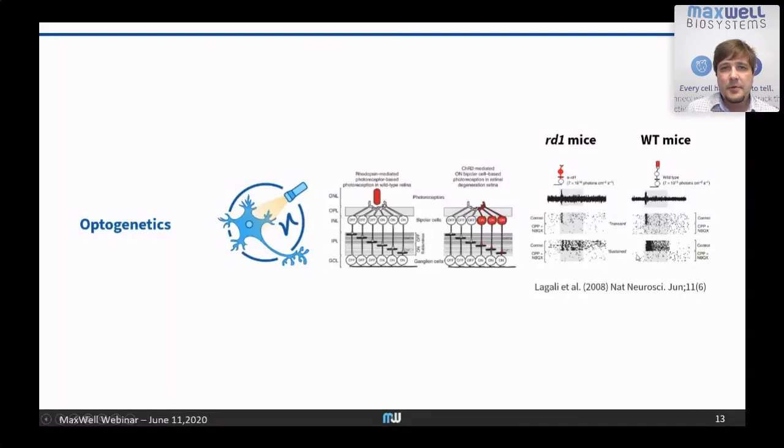Other experiments, for instance, from Lagali et al., use the approach of channelrhodopsin, again in RD1 mice. In this case, they electroporate the channelrhodopsin into bipolar cells, and then again, by shining the blue light onto the retina, they're able to restore the light response properties.